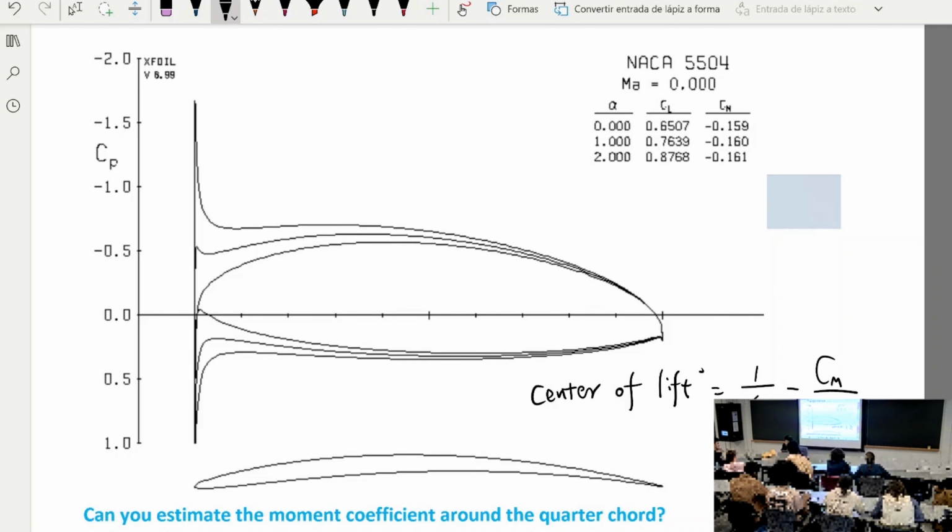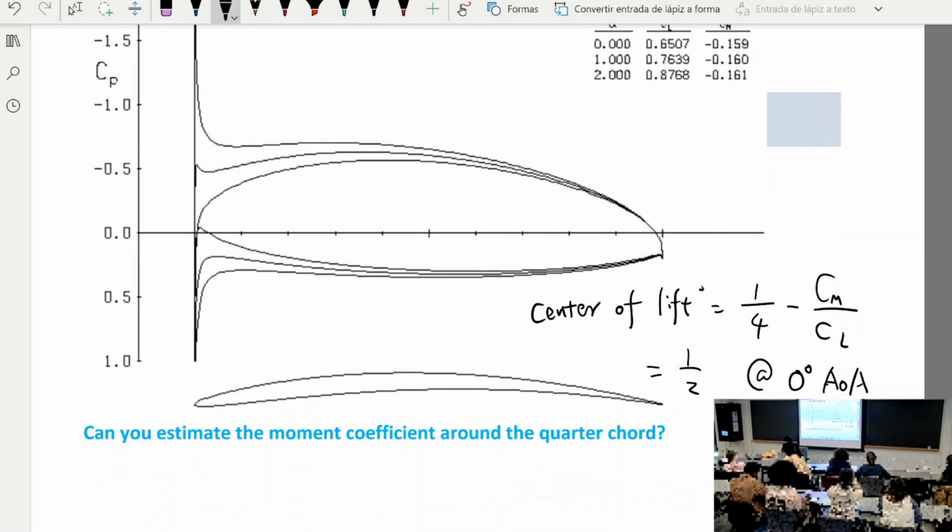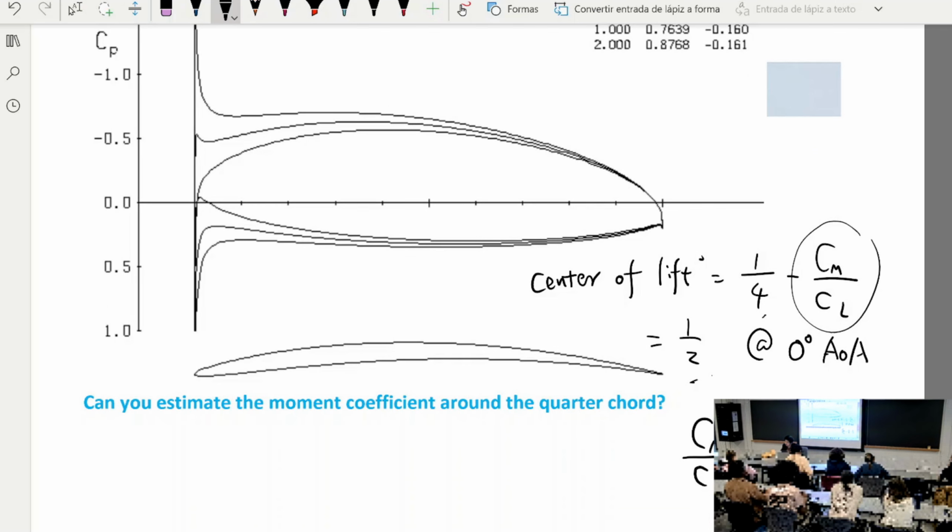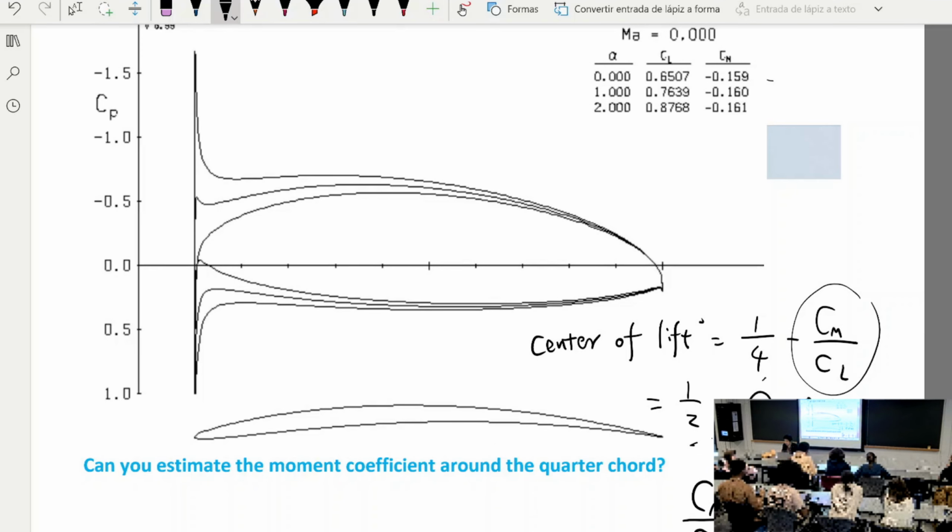Yeah. Okay, and in this case, I know it is at 0 degrees angle of attack, at half chord. So if I move around the terms, I move this to the left side of the equation and the half to the right side, what I get is CM over CL is going to be equal to a quarter minus a half, which is equal to minus a quarter. So my CM is going to be minus a quarter times my CL.